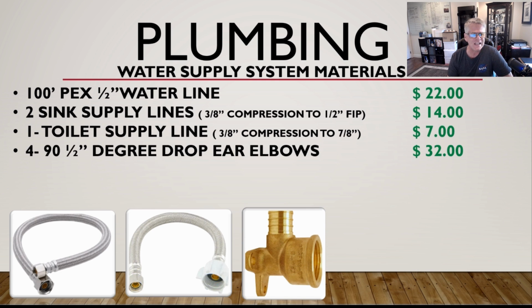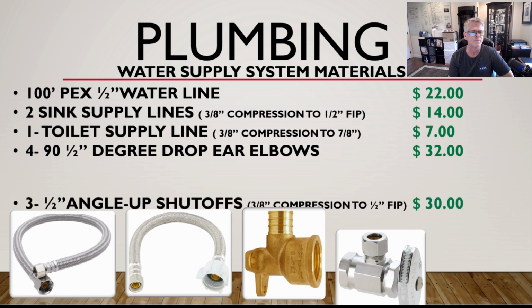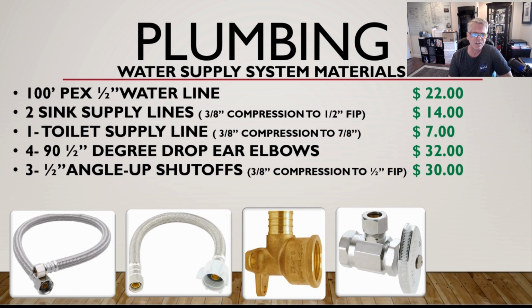4 90-degree drop ear elbows. All right, they're going to be where your water supply comes in for your sink and your toilet and your shower head. You'll need 4 of those at $32. 3 1/2-inch angle up shutoffs, 3/8-inch compression to 1/2-inch FIP, $30. They're going to be the shutoffs under your sink base to shut off your hot and cold water. You'll also have one of those at your toilet.